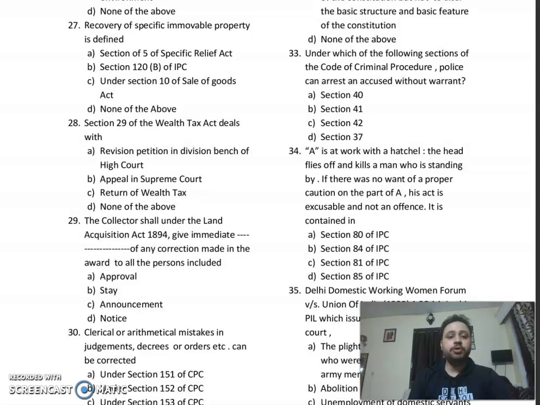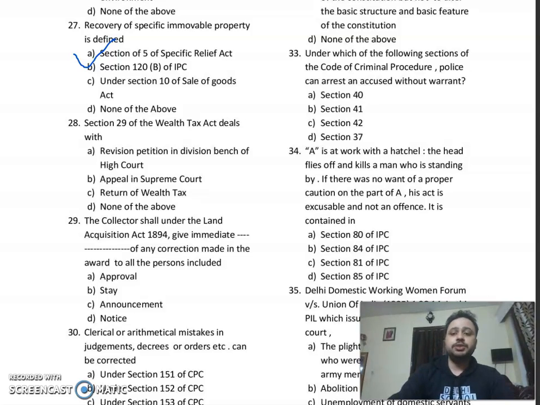So now MCQ number 27: recovery of specific immovable property is defined. Option A, section 5 of Specific Relief Act. Option B, section 120B of IPC. Option C, under section 10 of Sale of Goods Act. Option D, none of the above. So the right answer over here will be option A. In the Specific Relief Act, it is section 5 and 6 which relates to the recovery of immovable property, and section 7 and 8 which relates to the recovery of movable property.